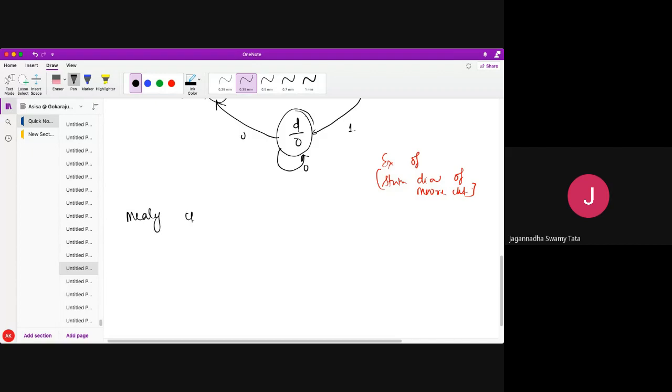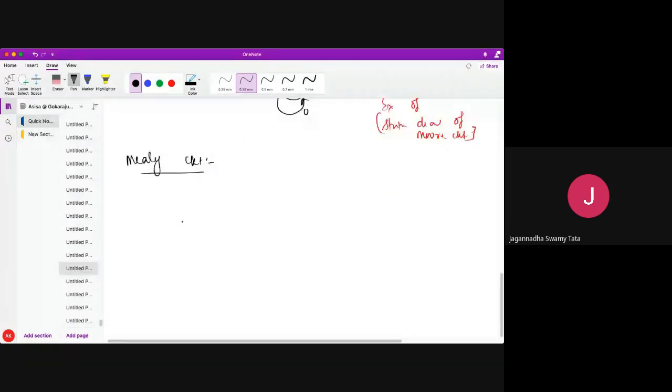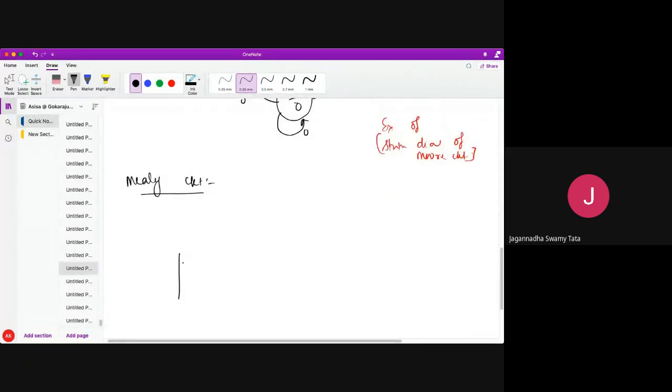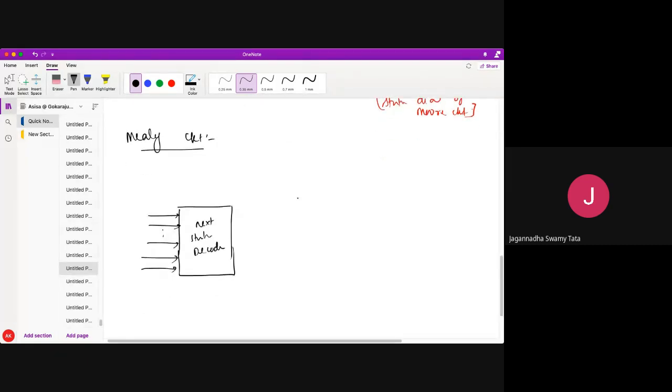So the Mealy circuit, how does it look? The block diagram looks like this. It is called next state decoder. So it has inputs and also feedback path inputs. Okay, it has memory element.